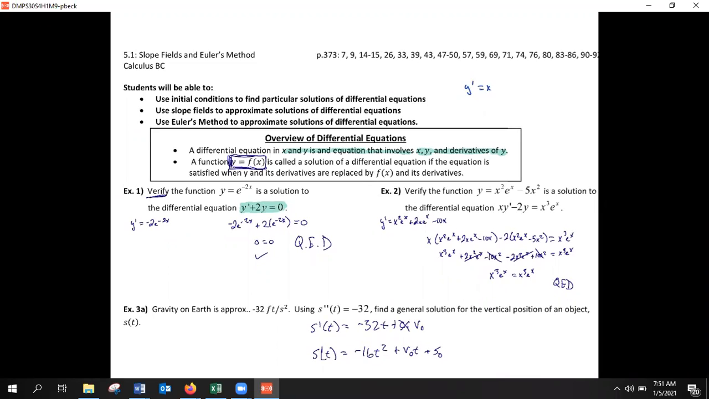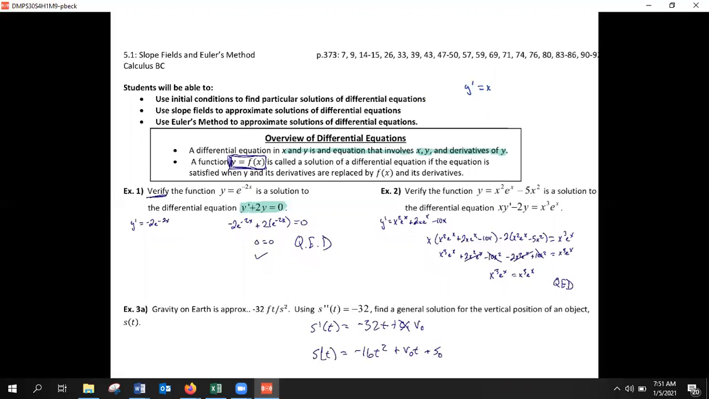A differential equation is an equation that involves x, y, and derivatives of y. It's called a first order differential equation if it involves the first derivative. It's called a second order differential equation if it involves the second derivative, et cetera, et cetera.